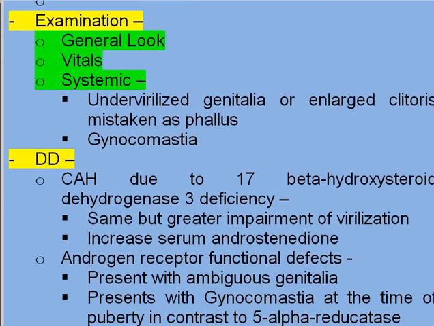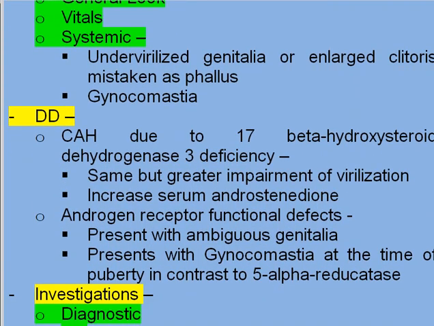So the differential diagnosis, you have to consider the congenital adrenal hyperplasia due to 17 beta hydroxysteroid dehydrogenase 3 deficiency. It presents with the same, but it has a greater impairment of virilization, and there will be increased serum aldosterone estradiol. And another you must consider is androgen receptor functional defects. This also presents with ambiguous genitalia, but it presents with gynecomastia at the time of puberty. In contrast to 5 alpha reductase, it presents with masculinization.